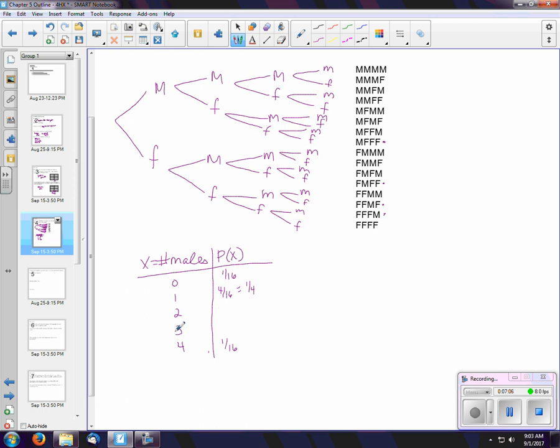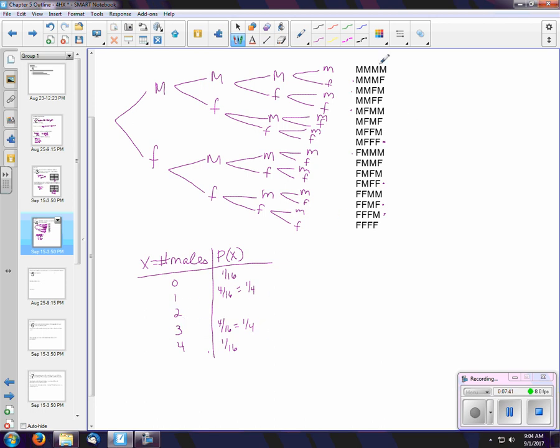Then we'll repeat that for 3 males. 3 males means only 1 female. So that would be here, here, then we have here, and also here. So also 4 out of 16, which is 1/4.